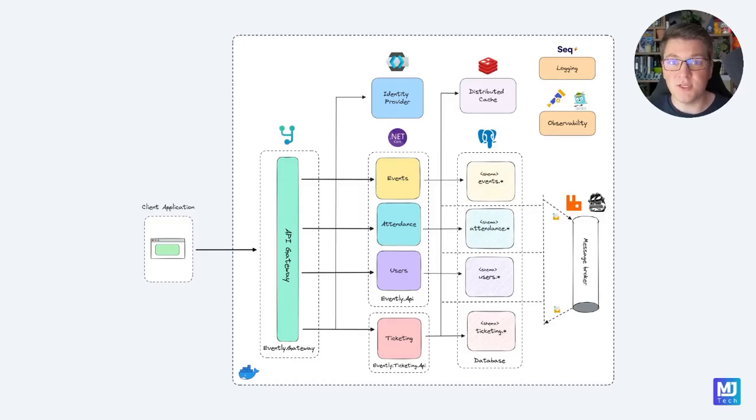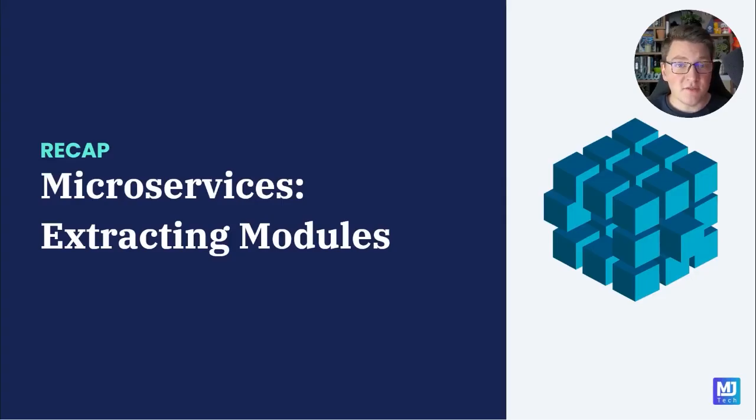observability and distributed tracing. And this brings us to the end of this final chapter, where we implemented extracting a module from the modular monolith and moving into a microservices architecture.